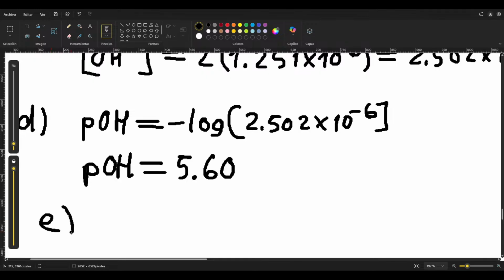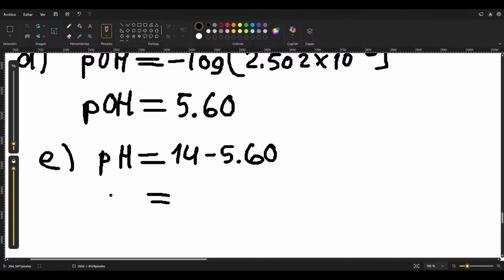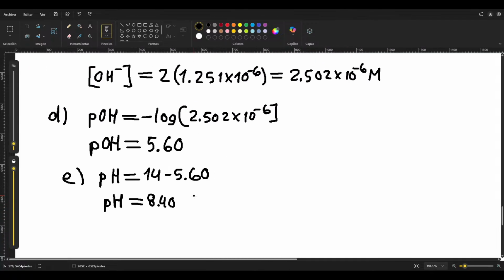And lastly, calculate the pH, which is gonna be 14 minus the pOH. And this is gonna be 8.40. Remember, always 2 decimals after the decimal point. Exactly. Even if there's a 0, we always have to put it. We're gonna have 2 decimals. That's what the teacher said.